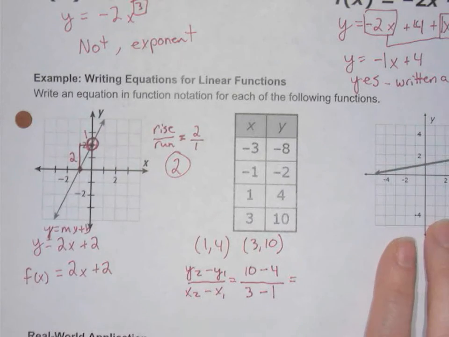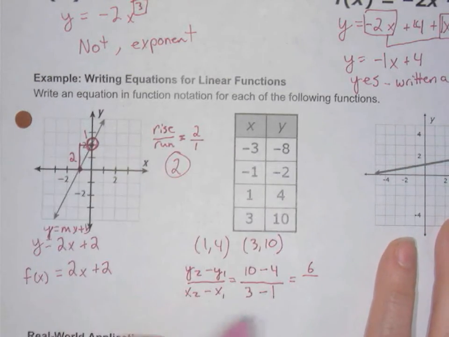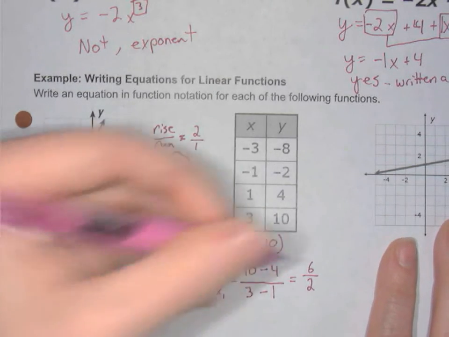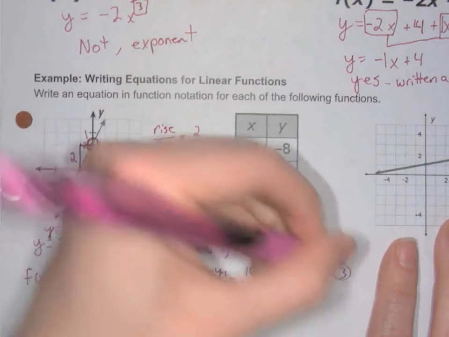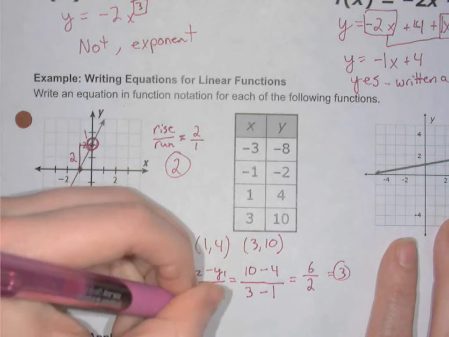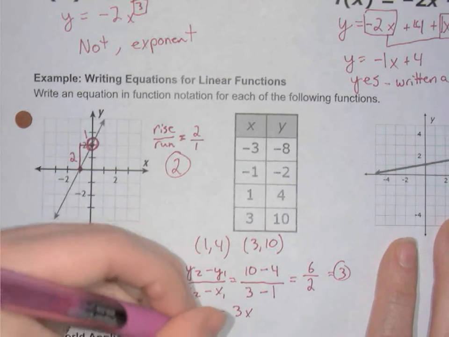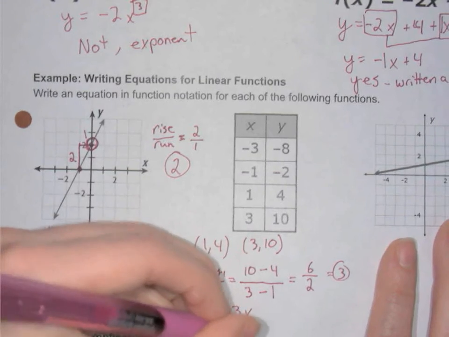Then we solve to find our slope. 10 minus 4 is 6. 3 minus 1 is 2. So we end up with 6 over 2, or 6 divided by 2, which gives me a slope of 3. I can start using that in my function. I can start making my function y equals 3x, or f of x equals 3x.